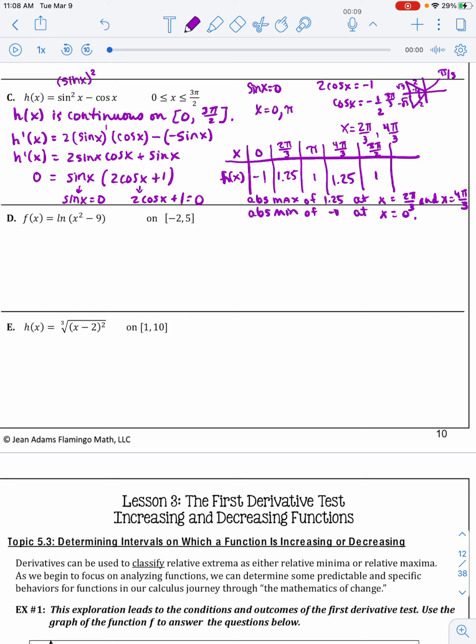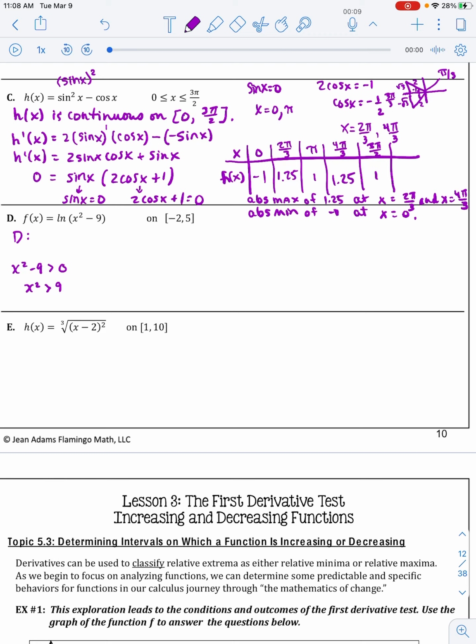And then on part D, there is a problem, okay? If I had to think about what the domain of this function is, I would be thinking, well, the x squared minus 9 can't be negative and it can't be 0. Okay, so it would have to be greater than 0. And so that means that x squared has to be greater than 9.